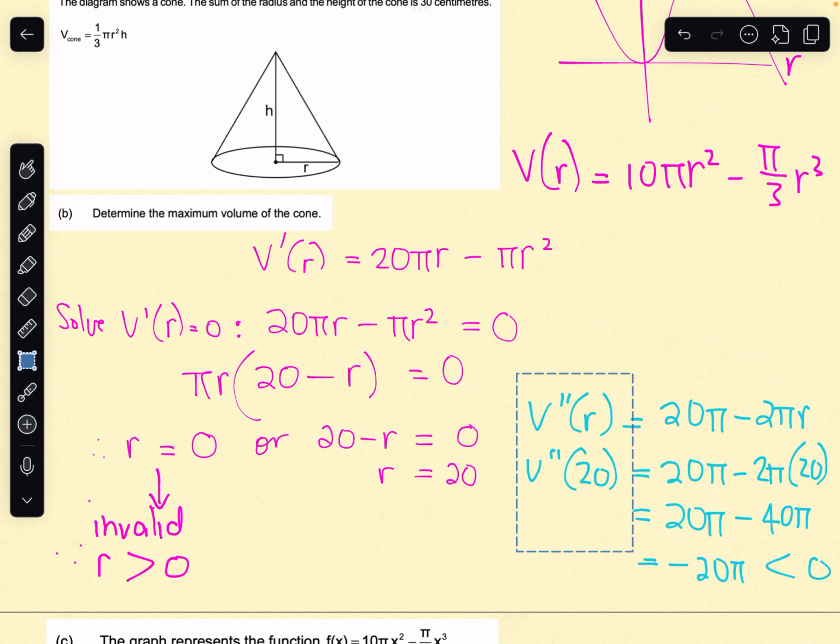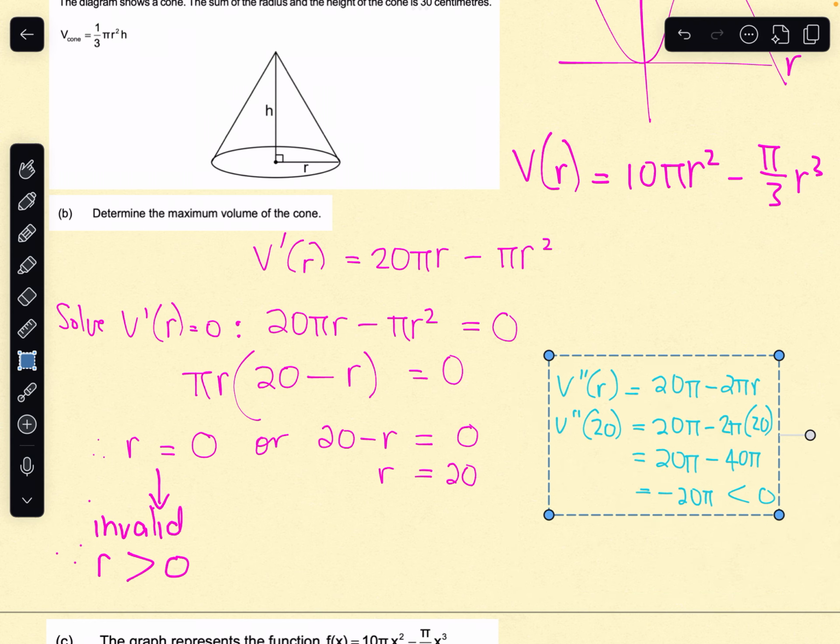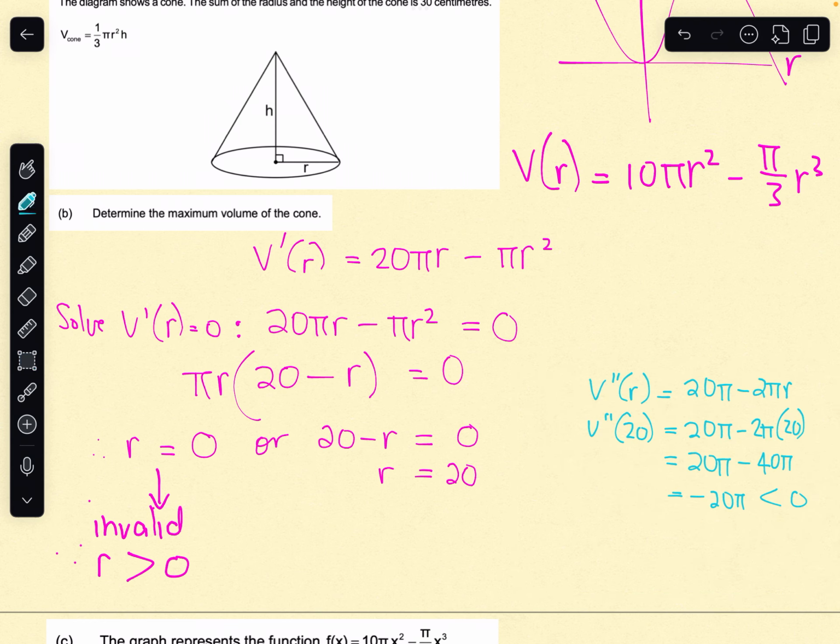And what does that tell us? So that then tells us that when r is equal to 20, the graph is concave down, meaning that when r is equal to 20, we have a local maximum. So that would be another way that we can determine that this is where our maximum occurs. And if you were to put r is equal to 0 into the second derivative, you would have 20 pi minus 2 pi 0, so this term would disappear. So you would just be left with 20 pi, which is positive, which would tell you that at this point the graph is concave up. So then r is equal to 0 is a local minimum.